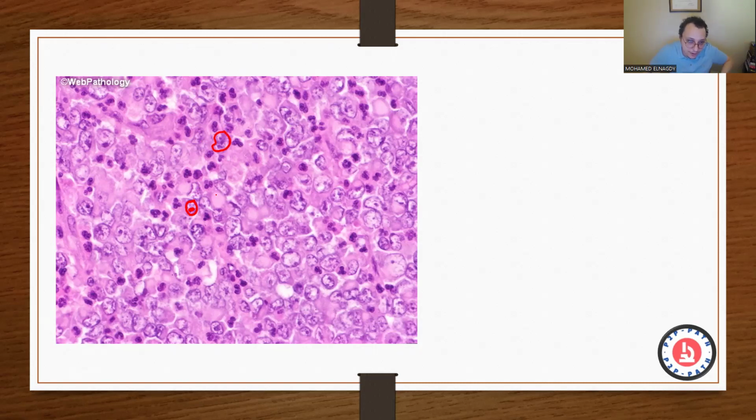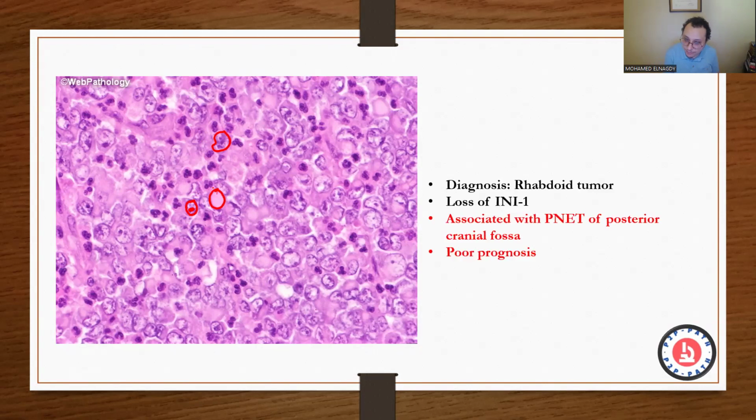to the periphery. And we have this, the area that I'm marking here is the glassy pink or hyaline pink cytoplasm. That's the rhabdoid tumor. Loss of INI1.